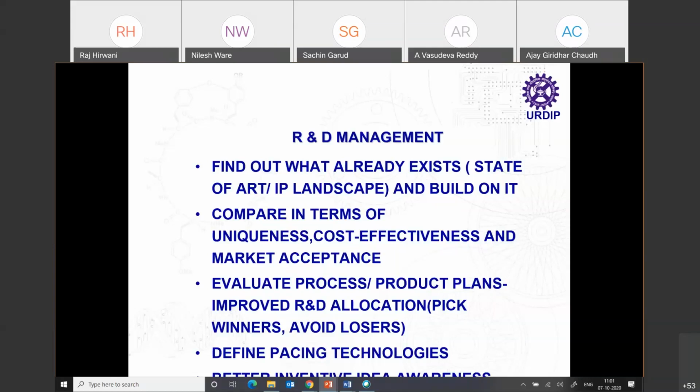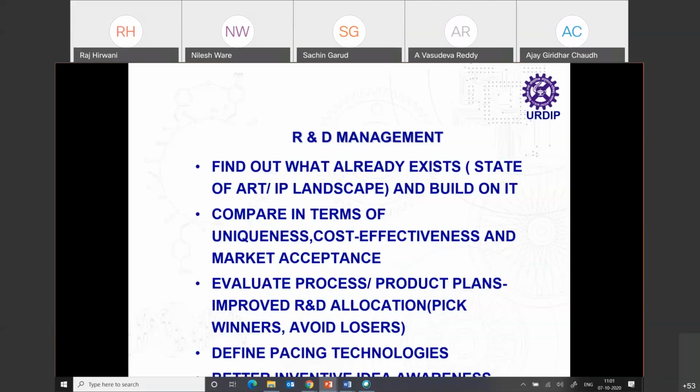You can identify pacing technologies. What are pacing technologies? They basically retard or accelerate the growth of a particular sector. Talking about mobility, there is the limitation of energy storage. So battery technology is the most critical element there. It becomes a pacing technology as far as electric mobility is concerned. So if you look at those patterns, you can focus your energies on specific technology.